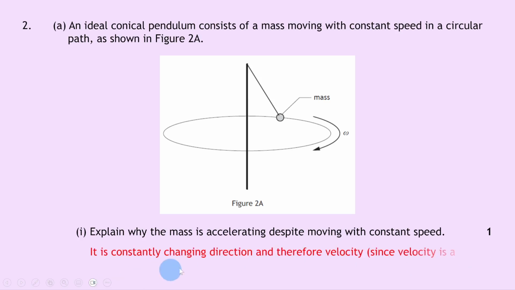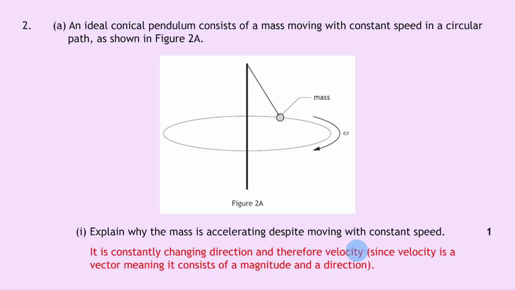Well, we can say that it is constantly changing direction and therefore velocity, since velocity is a vector, meaning it consists of a magnitude and a direction. So for velocity to be constant, which is the same as a zero acceleration, we would require both the magnitude and the direction to stay the same. However, here the ball is constantly moving in a circular path and changing direction, which means that its velocity must therefore be changing as well, even though it's moving at a constant speed.